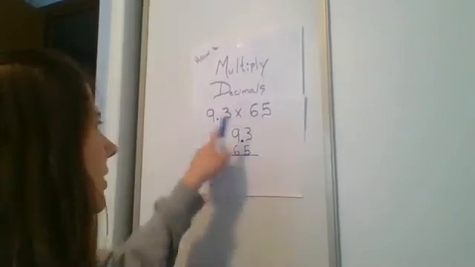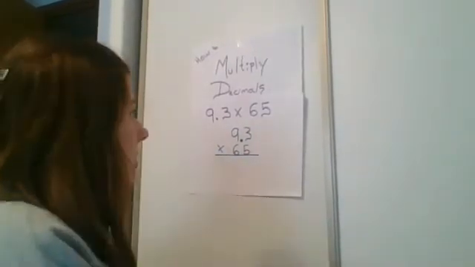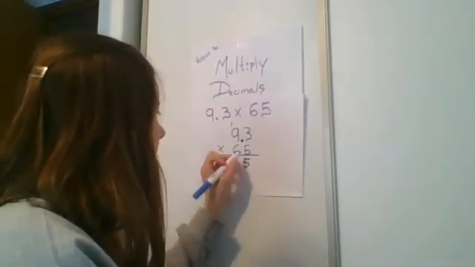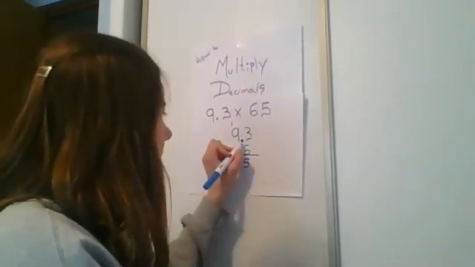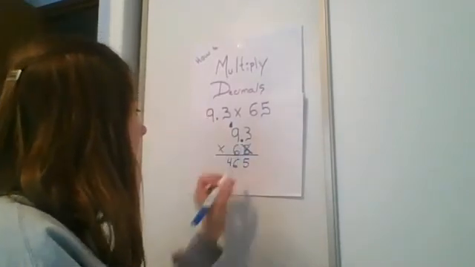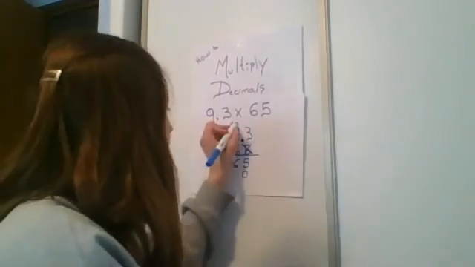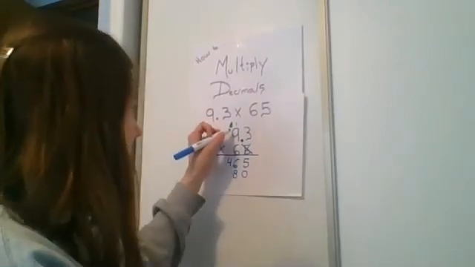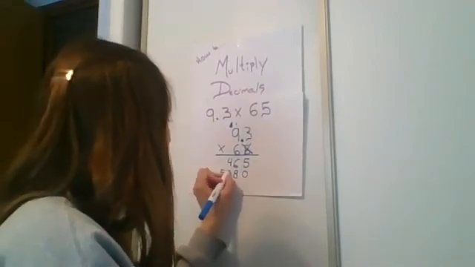Okay, so this one, I've written the problem. My first step, ignore the decimal. We don't need it right now. And just multiply like normal. So 5 times 3 is 15, 1 on top, 5 on bottom. 9 times 5 is 45, plus 1 more is 46. I'm done with this 5, so I'm going to cross it off, get rid of all my little squiggles on the top so I don't get confused. And then I'm going to put my magic 0 as a placeholder on the bottom. 6 times 3 is 18, 1 on top, 8 on bottom. 6 times 9 is 54, plus 1 more is 55, sorry.